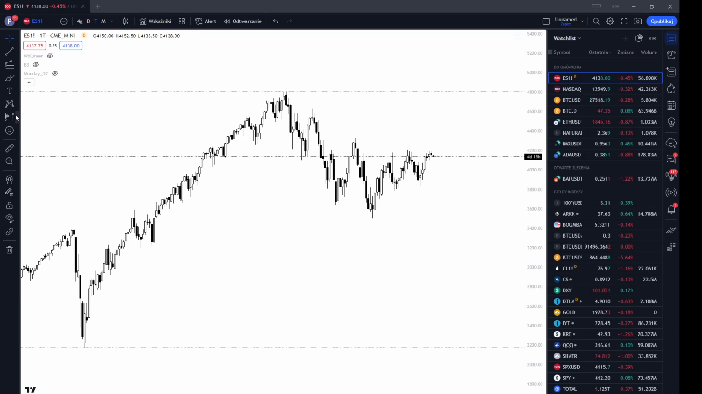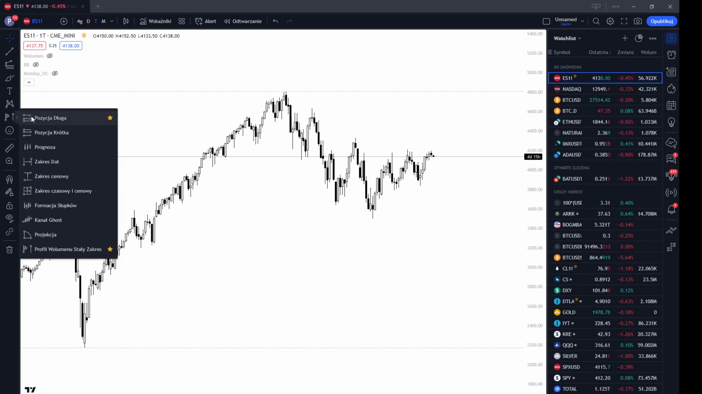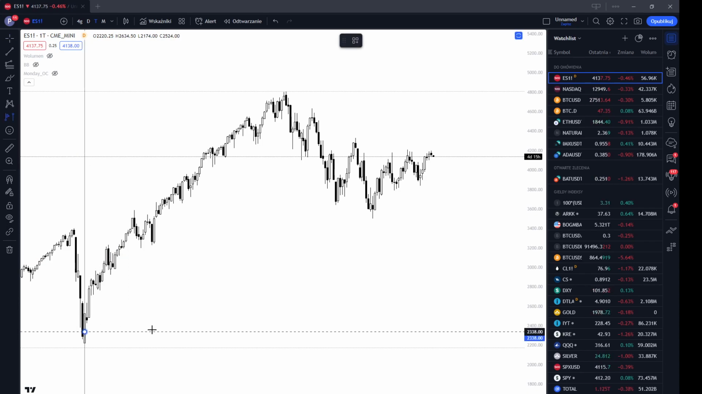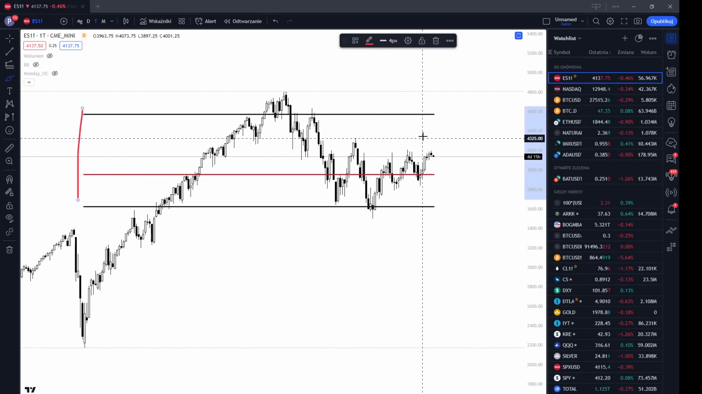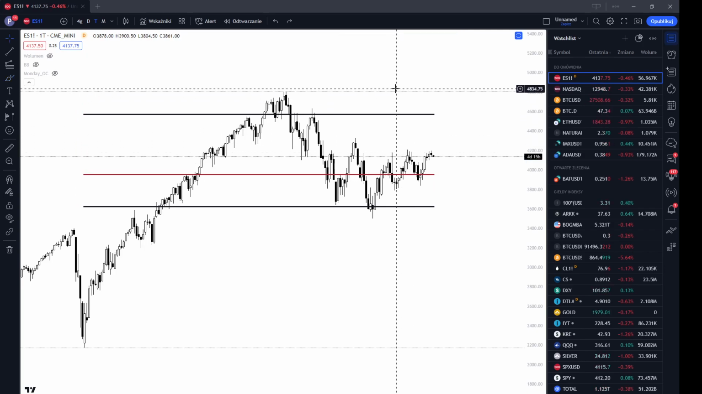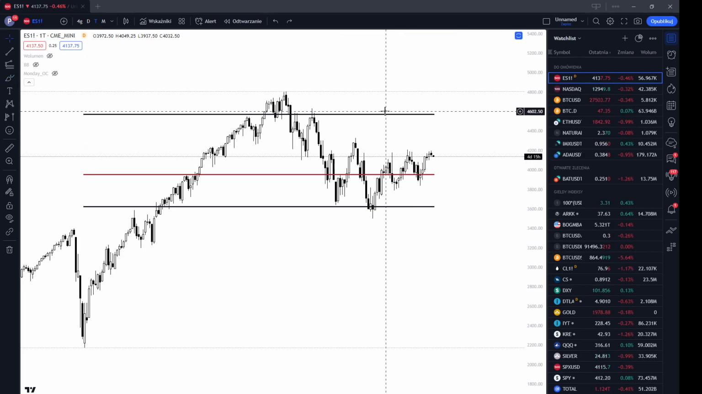And I'm using volume profile fixed range, I think it's called in English. You will find it in the tools section where you have these long position, short position. You will find it at the bottom here. So if you pull it up, you indicate a range from where to where you want to measure this. So you take this part here to this part here. And it shows where is the area where most transactions took place.